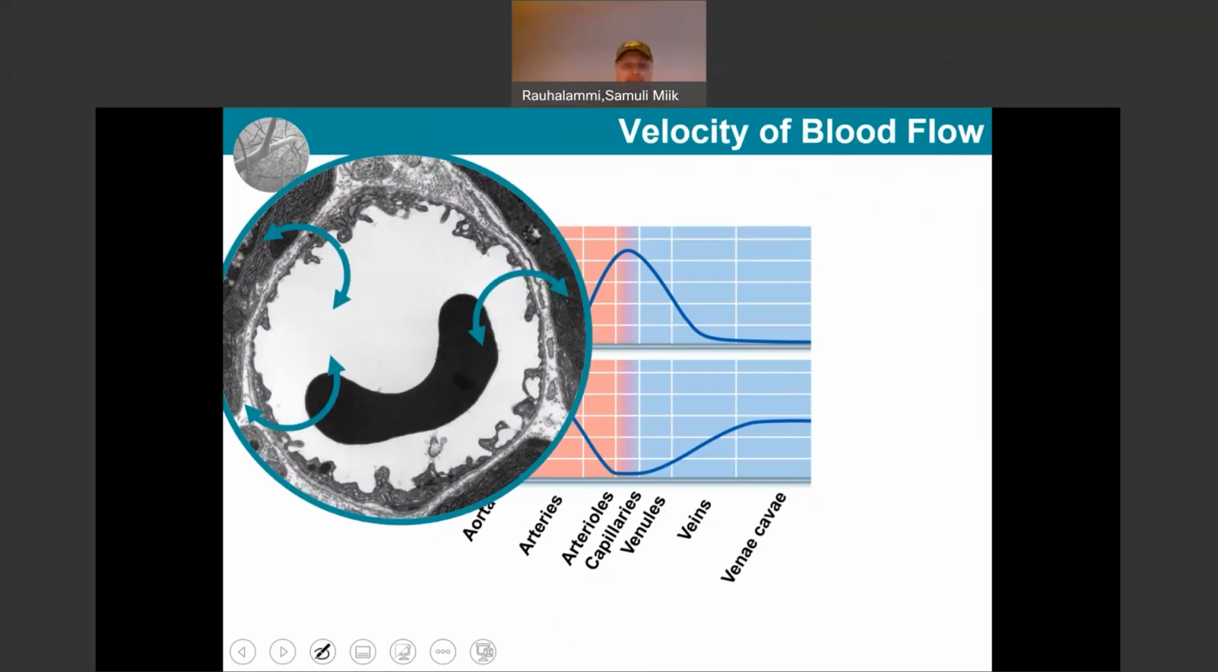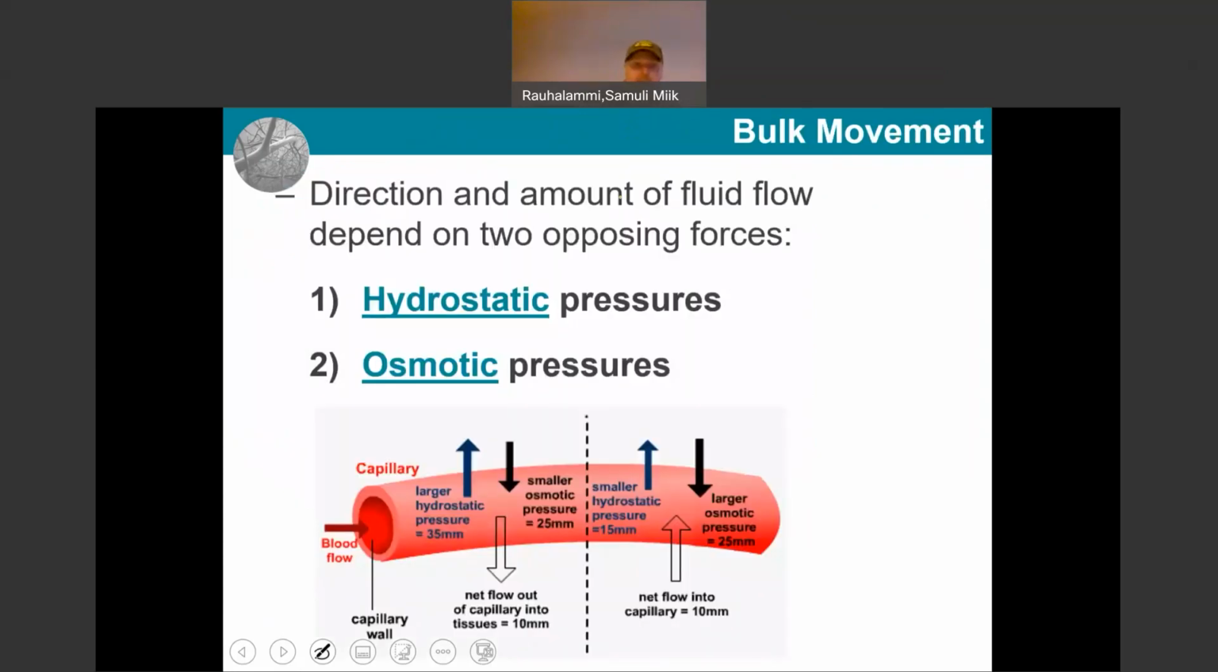Let's have a look. Again, this diagram is here to remind us of the exchange of materials at the capillaries. That's why we had a slow flow there, but actually the total cross-sectional area of the capillaries is very large here. For the bulk movement of the fluids, we're going to be talking about osmotic pressure and hydrostatic pressure. Osmotic pressure is really the pressure pushing fluid into the blood vessel, and hydrostatic pressure pushes it out from the vessel. We'll talk about the balance of those, and why it's important, when we move on to the lymphatic system.